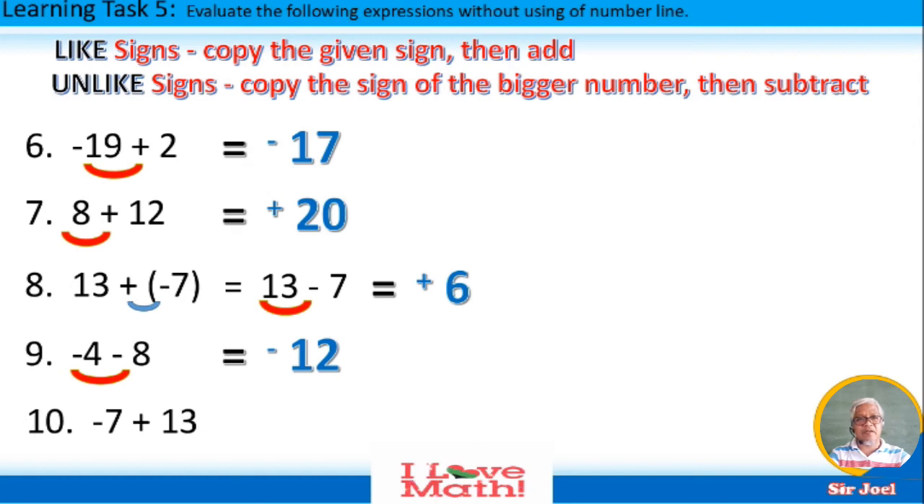Number 10, negative 7 plus 13. What are the given signs? Negative and positive. Unlike. Which is bigger, 7 or 13? Of course, 13 is bigger compared to 7. Expected that the answer here is positive 6. Bakit naging positive 6? 13 ang sign before, or preceded ay plus. Kaya plus or positive ang sign ng sagot. And the difference between 13 and 7 is 6. That's why in number 10, the answer is positive 6.